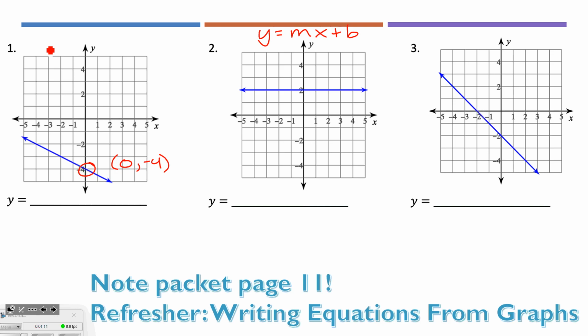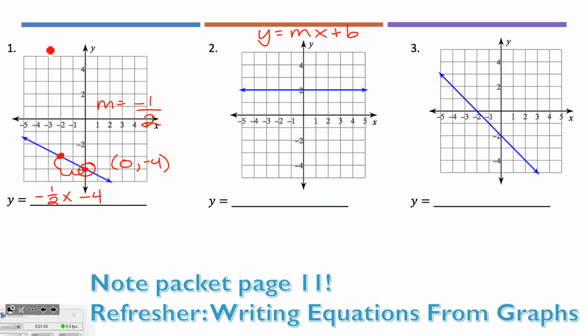And then I can pick 2 points on this line to find the slope. I can just count rise over run. So if I go from the point up here and count rise over run, I have to go straight down 1. So that would be -1. And then I have to go to the right 2. So that's +2. So my slope is -0.5. So my equation would be y equals -0.5x minus 4.